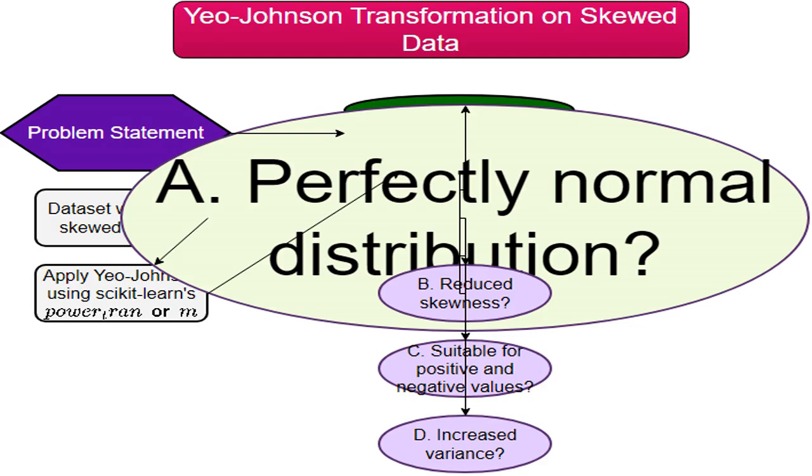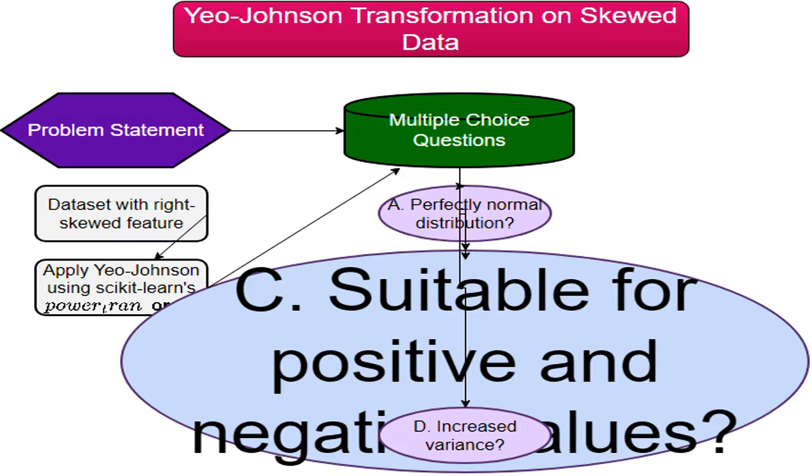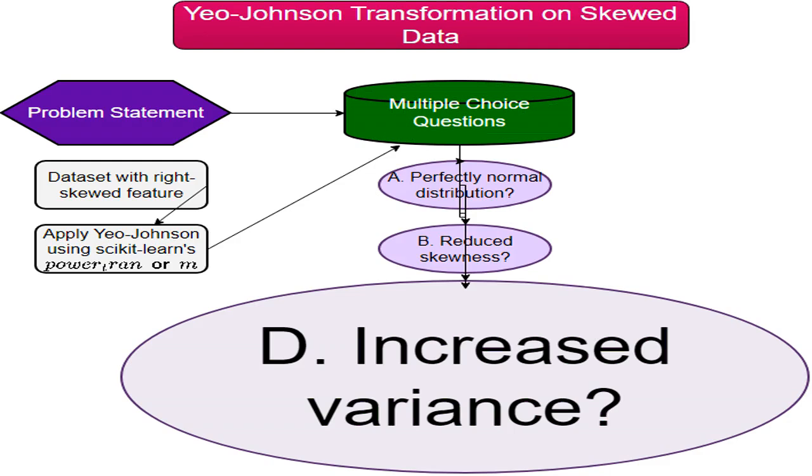I'm considering if this transformation magically makes my data perfectly normal. That's a little too good to be true, right? I'm wondering if this method will lessen the skew in my data. That is the main goal here, right? I need to check if this transformation works for both positive and negative numbers in my data. Will the transformation always make the spread of my data larger?